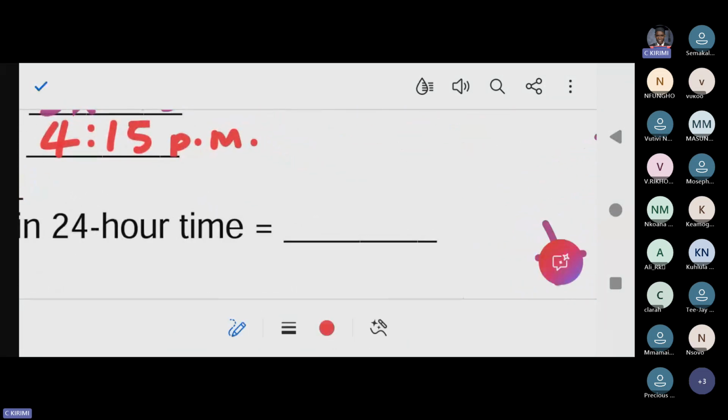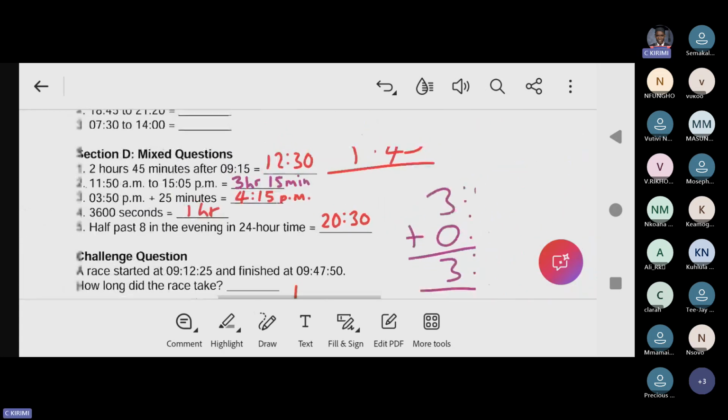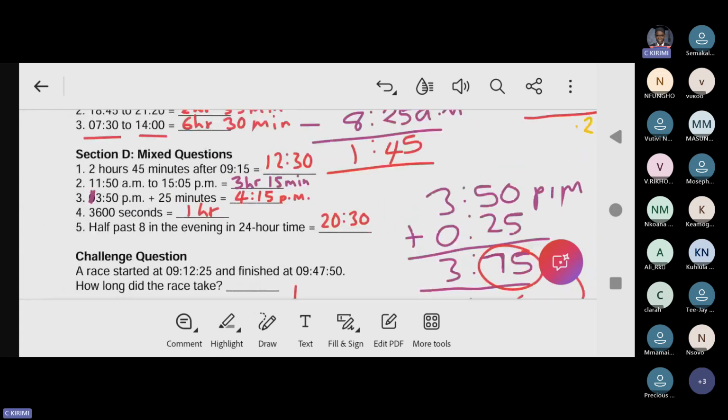So it has passed 8 o'clock, which means we are talking of 20:00, and it's half past, which means 30 minutes have passed. You don't add PM, you know it's in the evening. So in 24-hour notation, it's just 20:30 as it is. 20 hours, 30 minutes have passed after noon time.